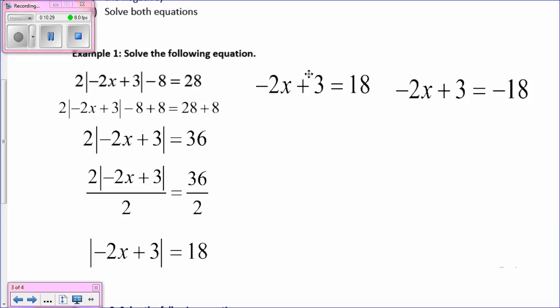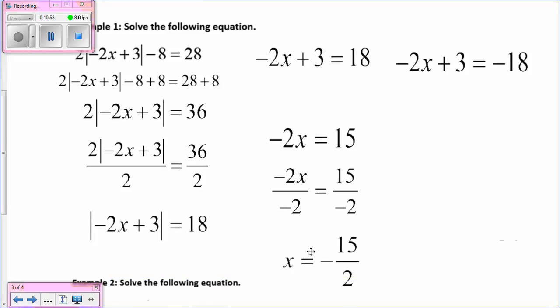Let's start on this one. First thing I need to do is subtract 3 from both sides. I'll end up getting negative 2x equals 15. Divide by negative 2 on both sides. x equals negative 15 halves, or negative 7.5. That's one of the answers.